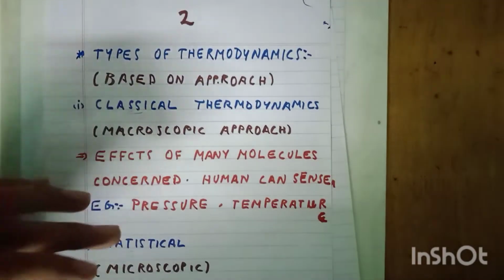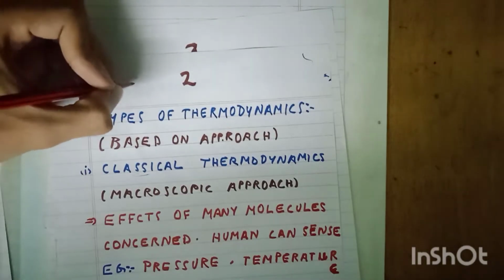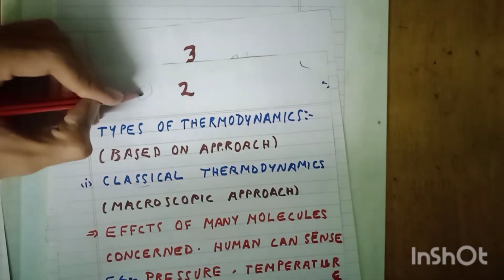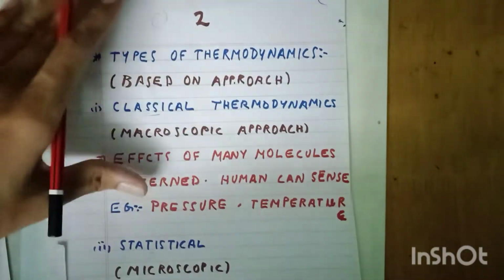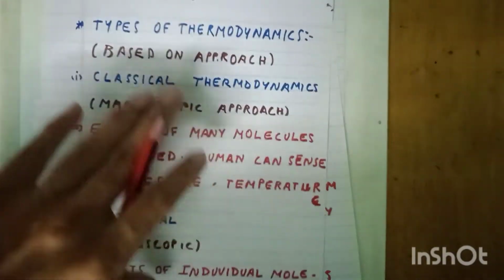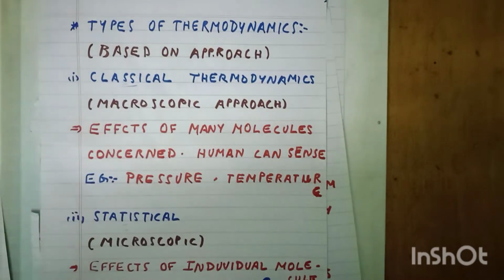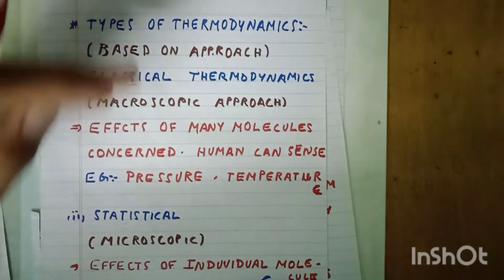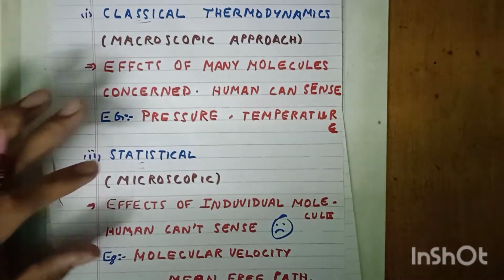So on what basis do you study a subject? Normally in biology, we study microscopic and macroscopic aspects. In microscopic, we learn the cell and parts of the cell. In macroscopic, we learn the stem, leaves, and flowers, which we can even see with our eyes. Based on how you study the machine, microscopic or macroscopic, it is classified into two types: classical thermodynamics and statistical thermodynamics.